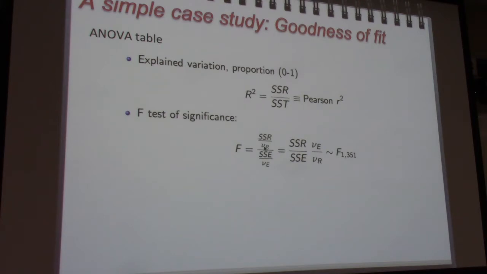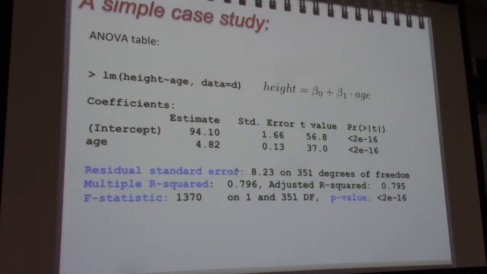I can also do a test of significance where I compare the amount of variation explained by the model to the amount of variation not explained by the model. That's the error sum of squares. I can adjust for the degrees of freedom, and theory tells us that follows an F distribution. In this case, with 1 numerator and 351 denominator degrees of freedom, I can look it up in a book and say what's the p-value associated with that. But in fact, the software does it for me.